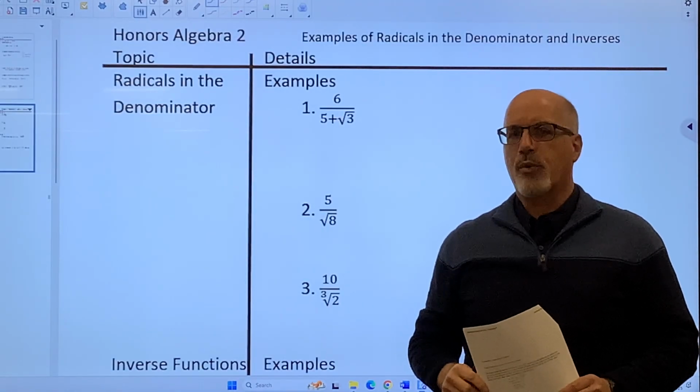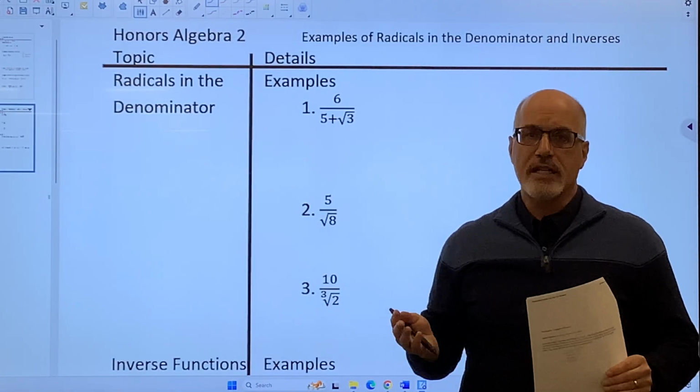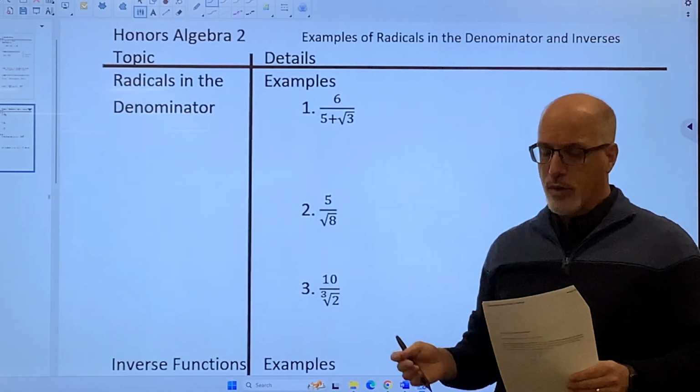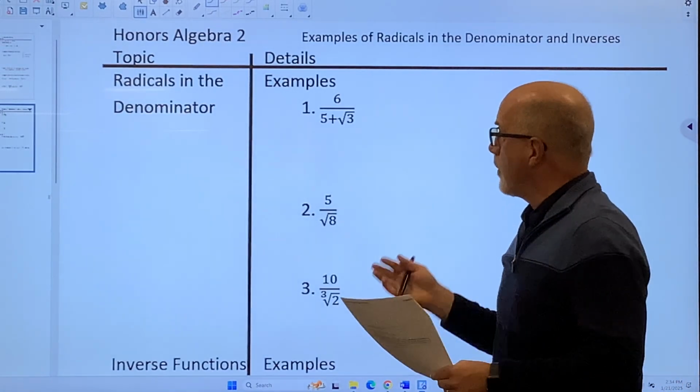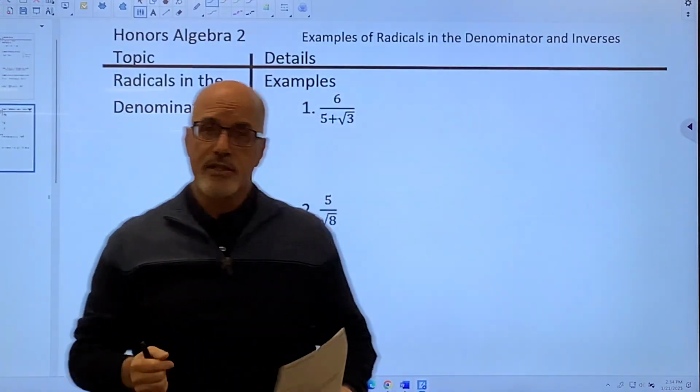Our objective is to practice radicals in the denominator and simplifying those, and then also working with inverses. So first of all, let's do some examples of radicals in the denominator.